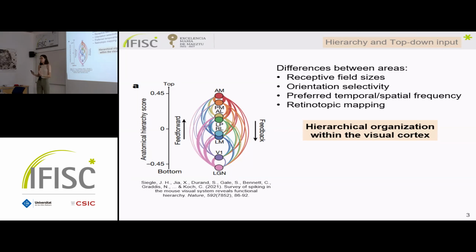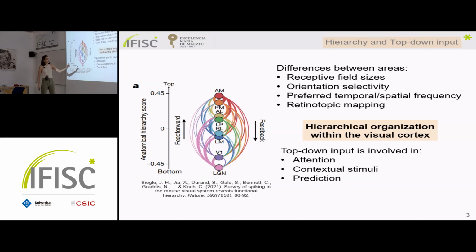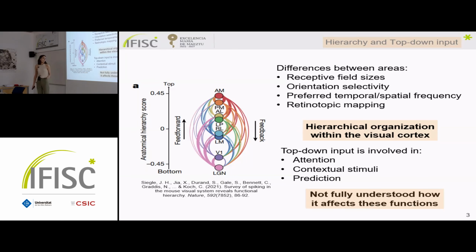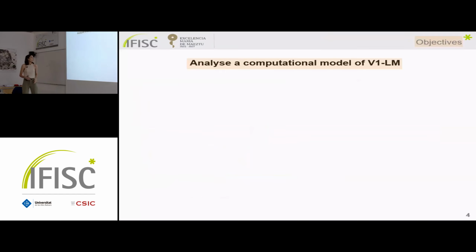In this project, we will mainly focus on understanding the role of feedback or top-down input in visual information processing. This is because it is known that top-down input is involved in many processing mechanisms such as attention, contextual stimuli, or prediction. However, the specific role that it plays in each of these mechanisms is not fully understood. For this reason, the objective of our work is to analyze a computational model of the primary visual cortex and the lateromedial area, which is one of these secondary areas.